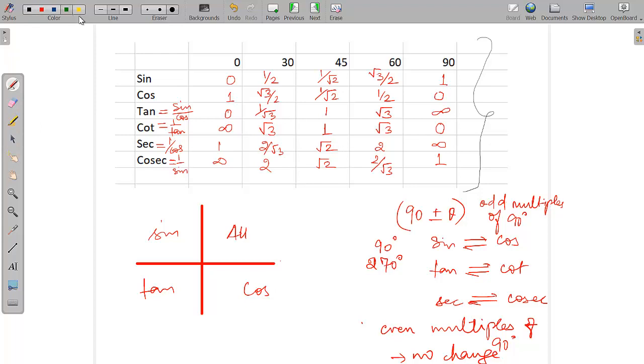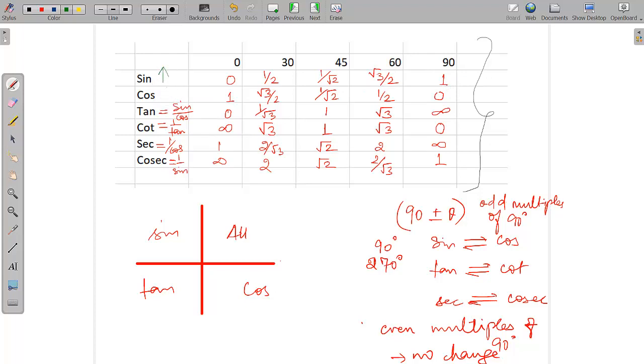The thing is you have to understand that the sine function increases in the first quadrant. So you can see sine 0 is 0, sine 30 is 1 by 2, sine 45 is 1 by root 2, sine 60 is root 3 by 2, and sine 90 is 1. So you can see that sine is increasing in the first quadrant.